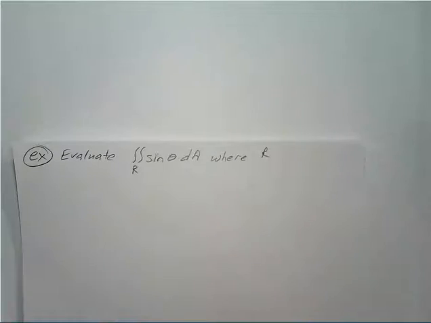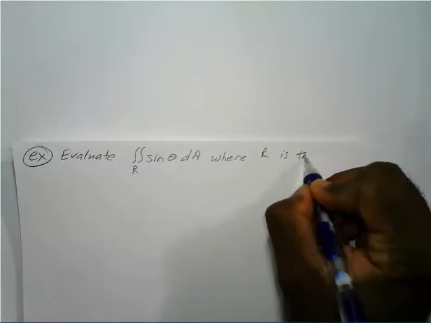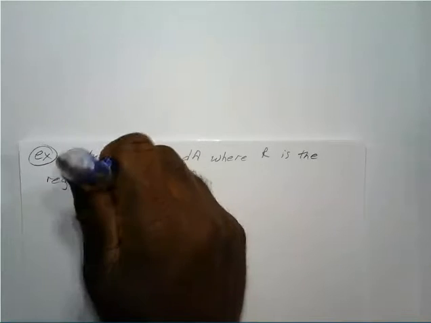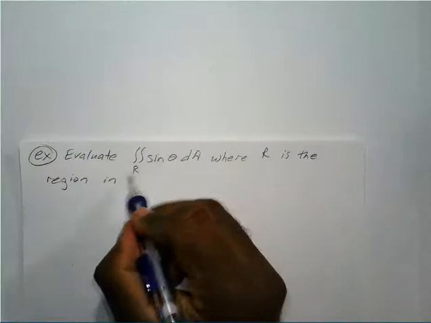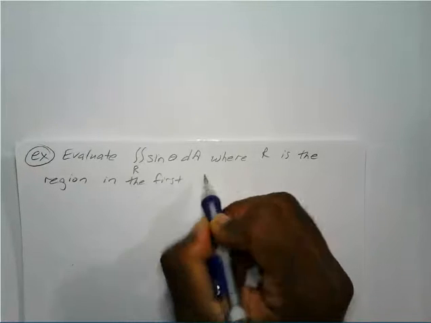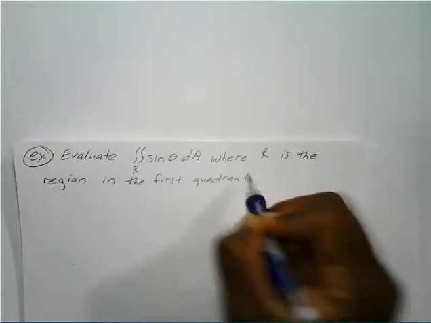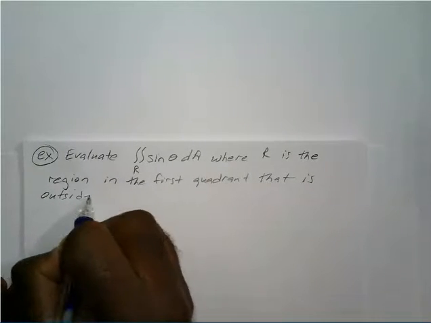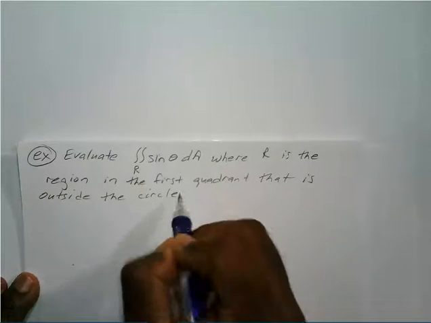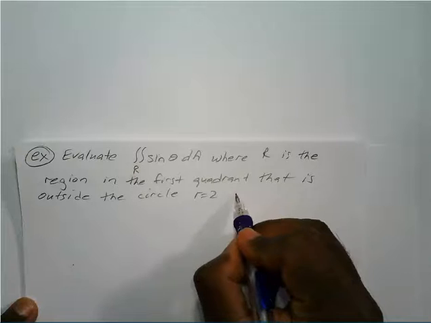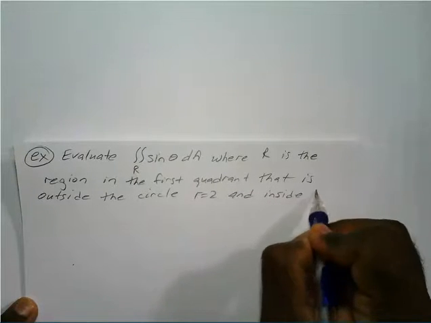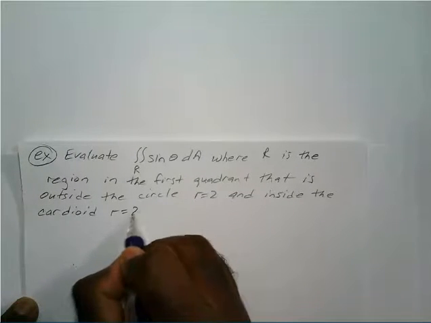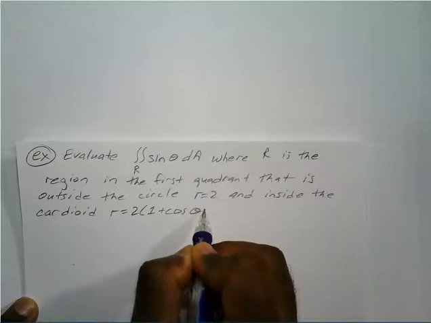So where R is the region in the first quadrant that is outside the circle r equals 2 and inside the cardioid r equals 2 times 1 plus cosine of theta.